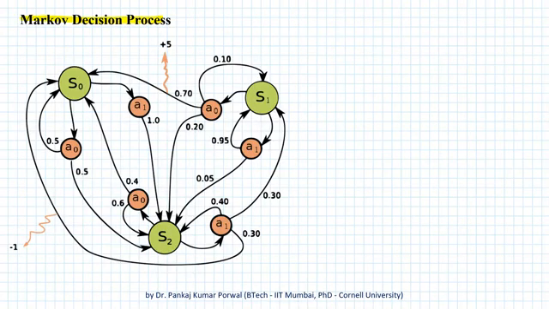And corresponding to any transition from one state to another state, the agent will receive some reward, and the reward can be either positive or negative. So this describes the Markov decision process.